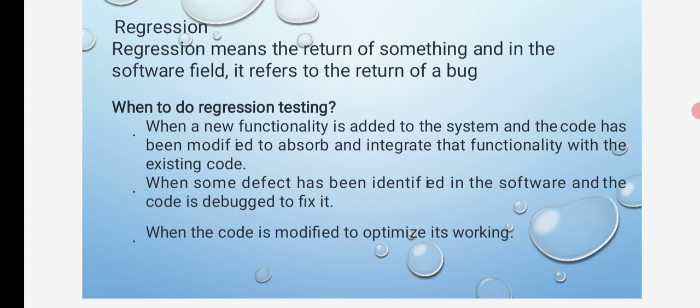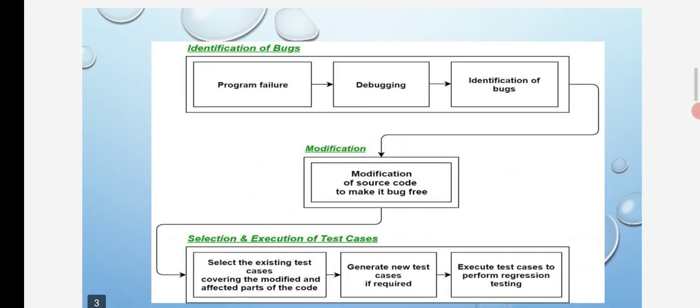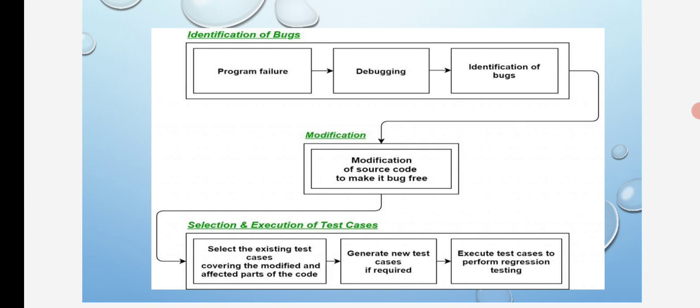When a new functionality is added to the system and the code has been modified to absorb and integrate that functionality with the existing code. When some defect has been identified in the software and the code is debugged to fix it. When the code is modified to optimize its working. So this is the overall architecture of regression testing.